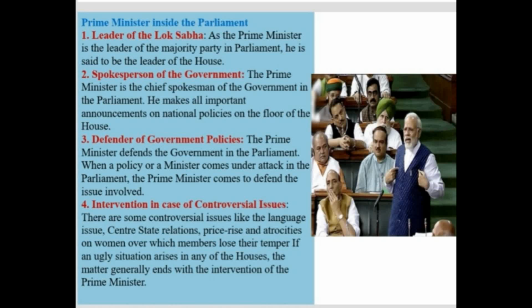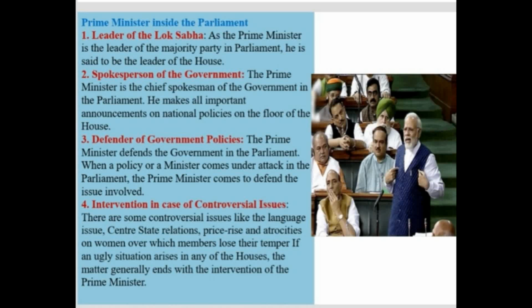Suppose the government of India is taking up a very big issue, or wants to deal with a very important policy of the government, then the Prime Minister gets up in the Parliament and announces the decision of the government. Thus, he becomes the chief spokesperson. That means he will represent all the voices of the government with a single authority. And he also acts as the defender of government policies.